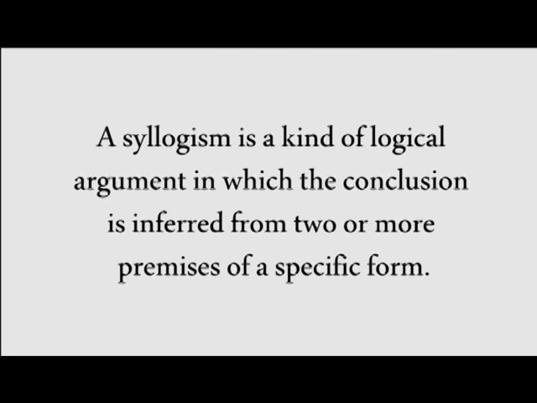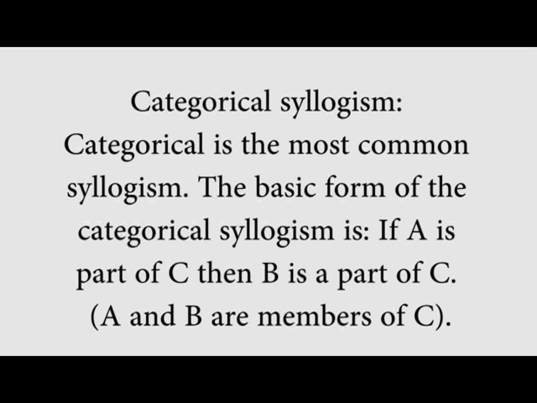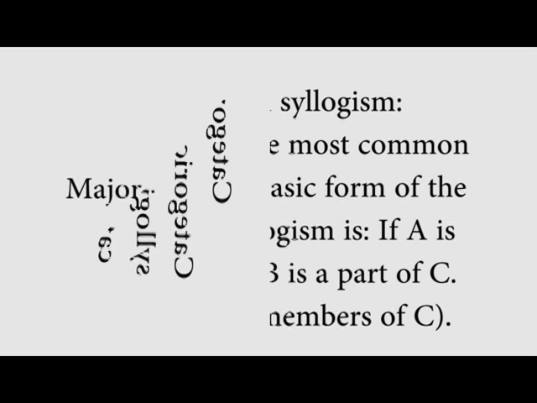a specific form. There are three different kinds of syllogisms: categorical syllogisms, conditional syllogisms, and disjunctive syllogisms. First, we are going to discuss categorical syllogisms. Categorical is the most common syllogism. The basic of the categorical syllogism is if A is part of C, then B is part of C. A and B are both members of C.